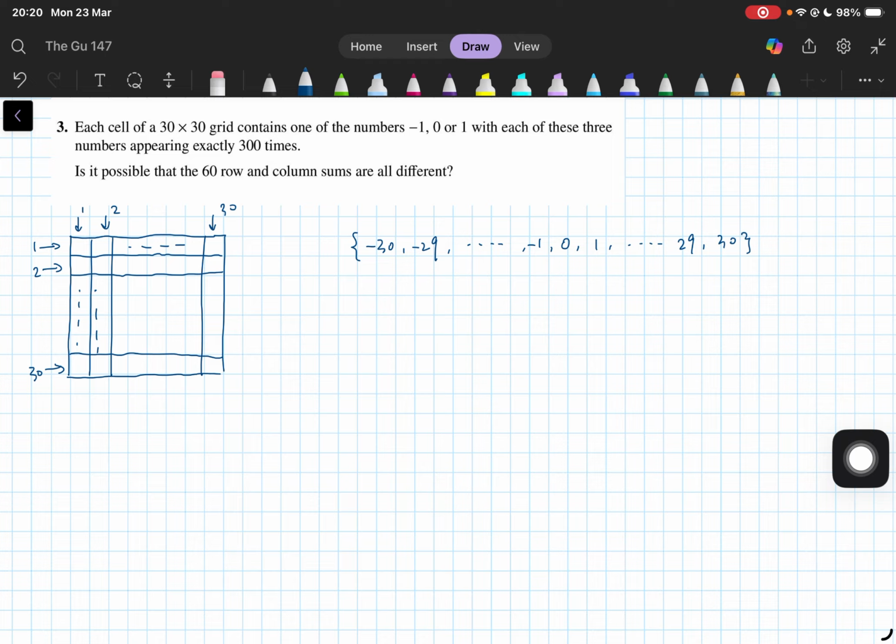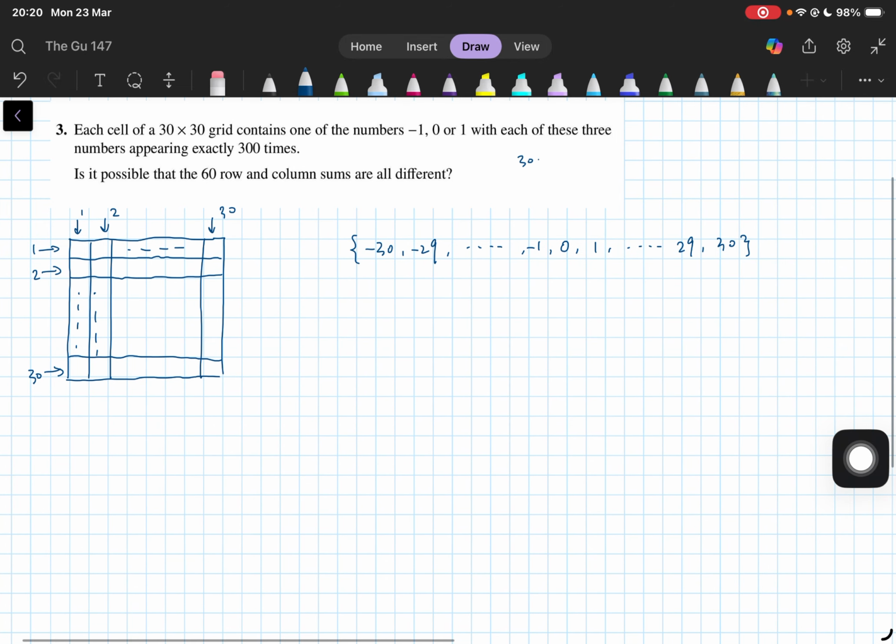We have a 30 by 30 grid, and we have 300 ones, 300 zeros, and 300 minus ones to fill in the 900 gaps. And the question is asking us whether it's possible that the 60 row and column sums are all different.